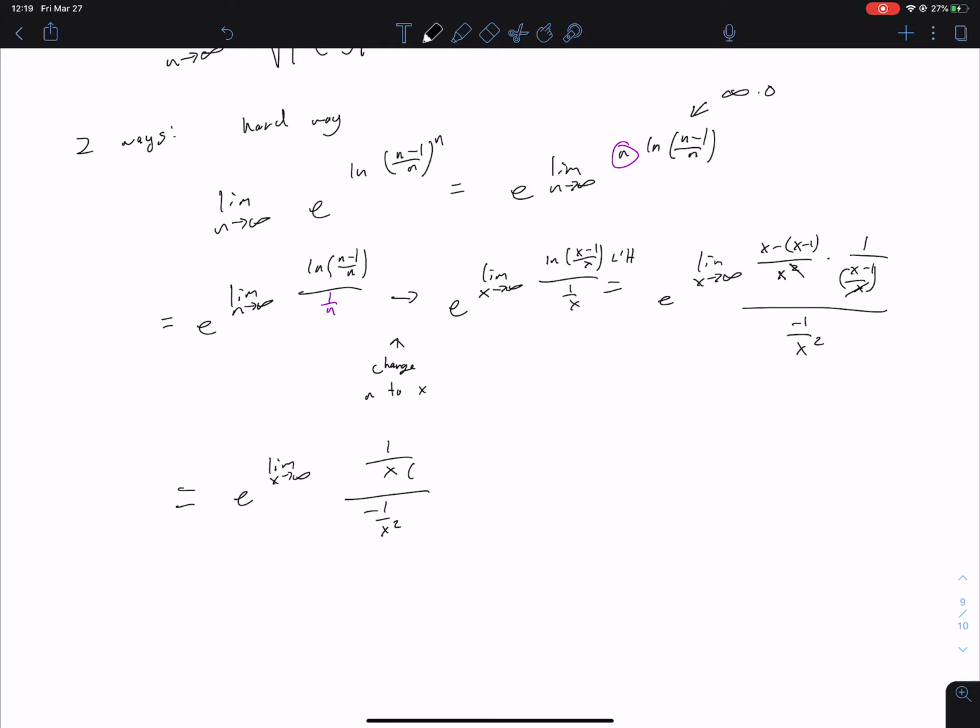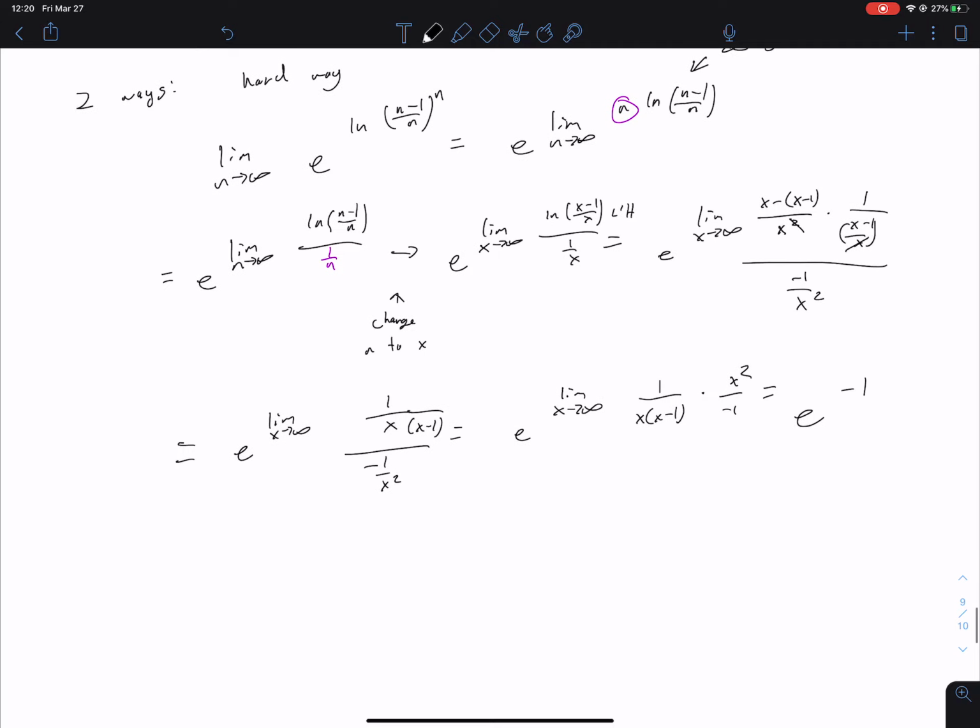Oh, here we go. I just lost that x minus 1. Okay, and this limit is negative 1, because the top is a quadratic, the bottom is a quadratic, both have the coefficient of 1, and this minus sign is the minus. So this is e to the minus 1, and e to the minus 1 is less than 1. So the series converges absolutely by root test.